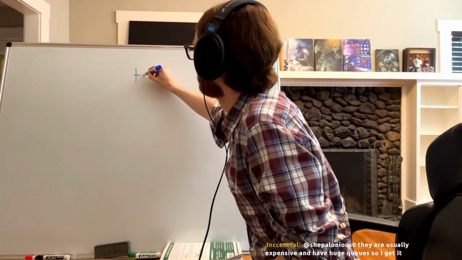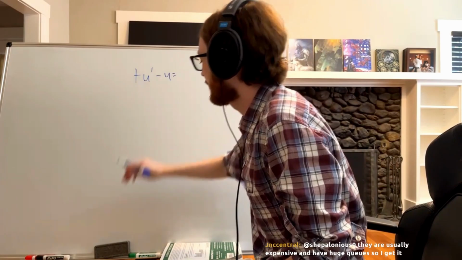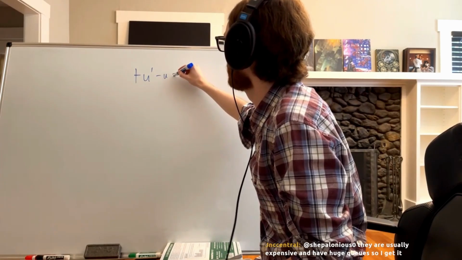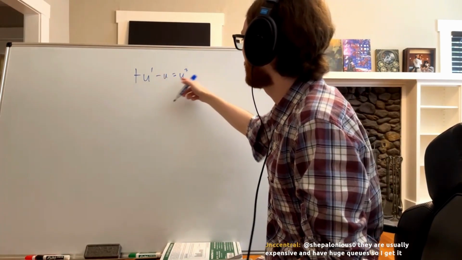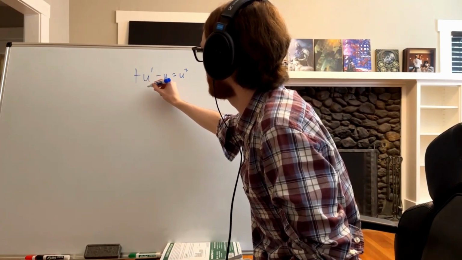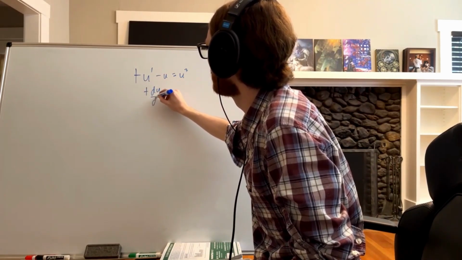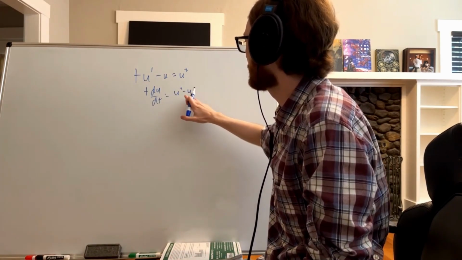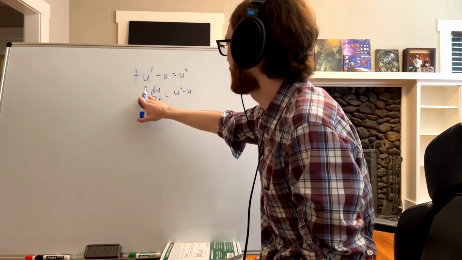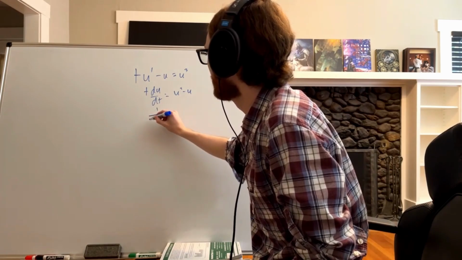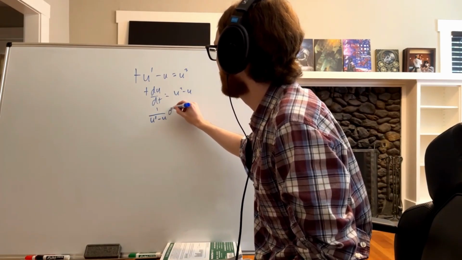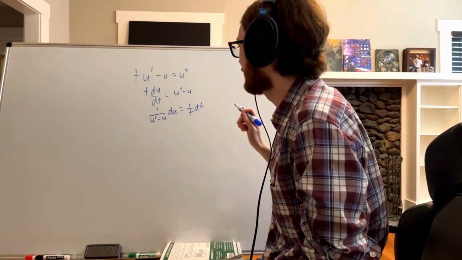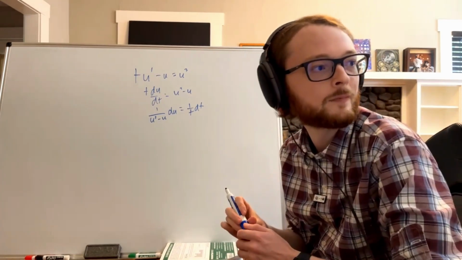So if we have t u prime minus u, that doesn't look like u. Minus u is equal to u cubed. Let's get the u on the other side. And I'm going to write u prime as du by dt is equal to u cubed minus u. And then if we can do the separation of variables, we would divide each side by u cubed minus u and divide each side by t to get 1 over u cubed minus u du, and I'll multiply it through by dt as well, equals 1 over t dt. And then you would integrate this. I guess that works. It's lucky that it's separable.